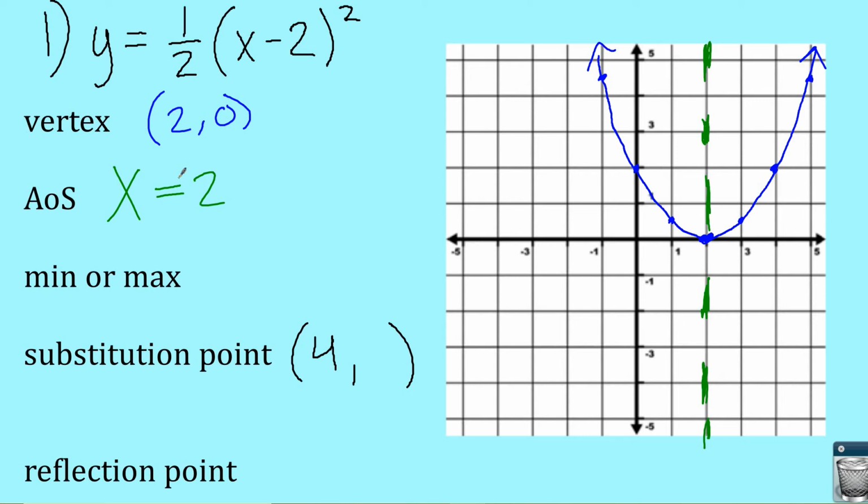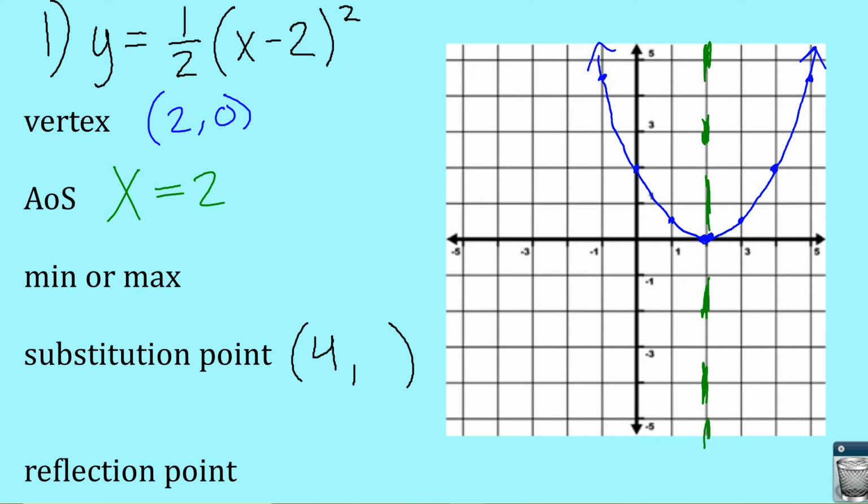No, because our axis of symmetry goes through our vertex every single time. It should always go through our vertex. So these should always be the same number. Okay? Now, let's see, a minimum or a maximum.